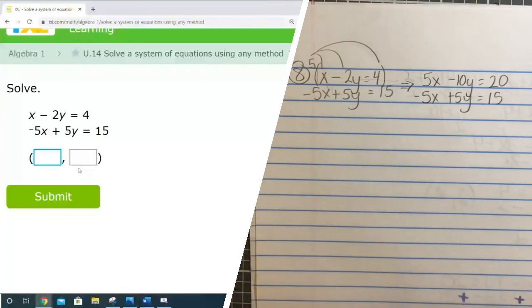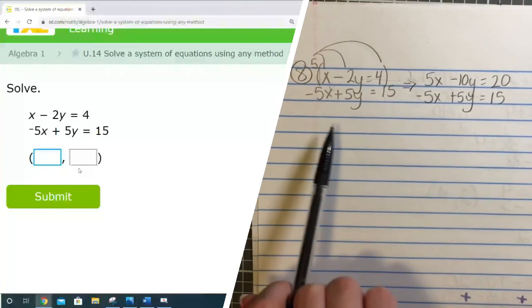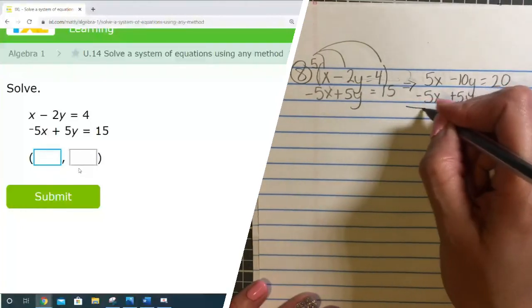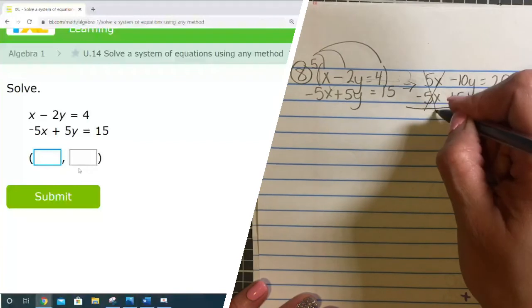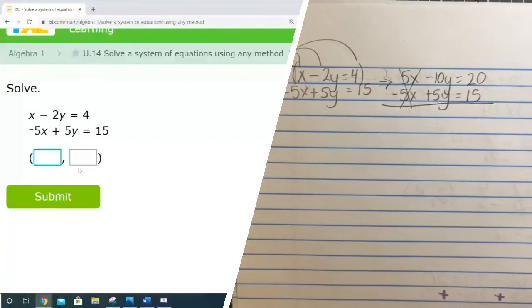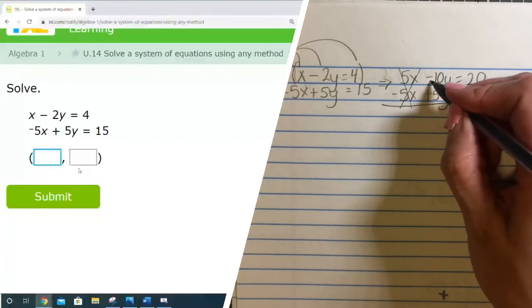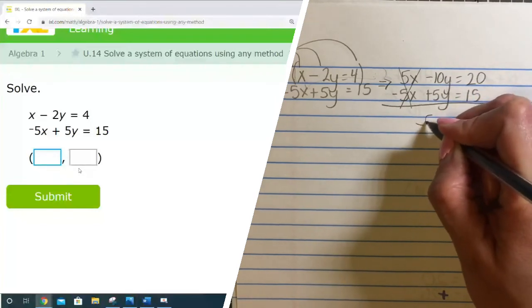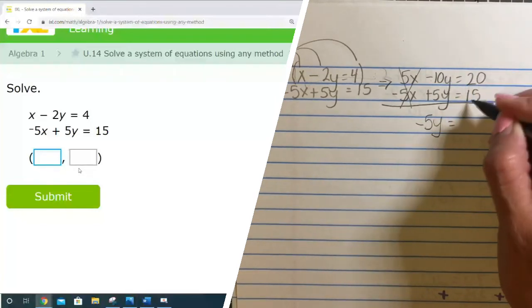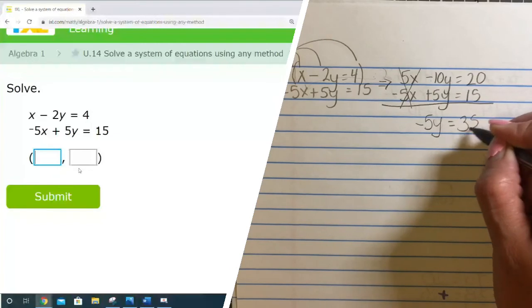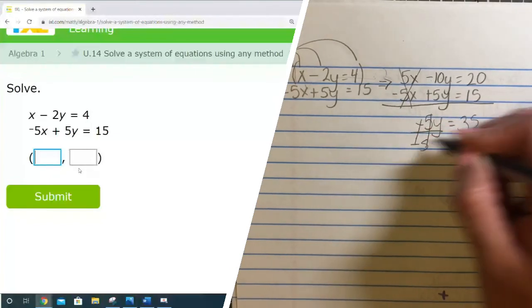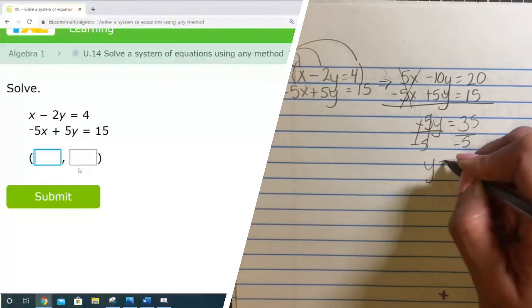I think that just causes a lot more work, and I like the elimination method a lot better because watch what's going to happen. We're just literally going to add the rows together and those cancel. So we get to our answer a lot quicker. -10y plus 5y is -5y, and 20 and 15 is 35. So when we divide away the -5, we get -7.